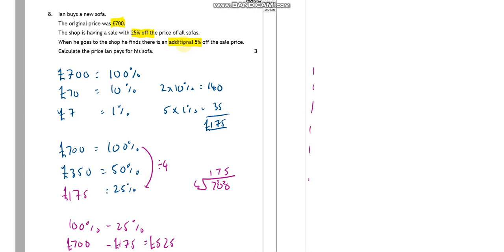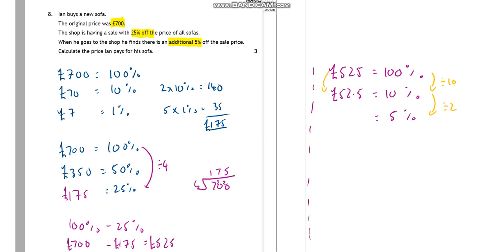So doing a little sum over here, he turns up and whoa, deal of the century, 525 is no longer 100%. Yeah, we've taken off 5, so we're going to be looking for 95%. Right? So let's work out our 5% then. So divide by 10. So I've got 52.5. And how do I get from 10% to 5%? Well, I'll divide by 2. So I'm dividing by 10 and then dividing by 2.